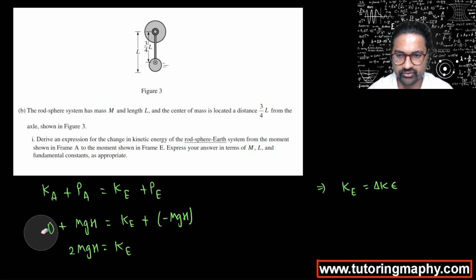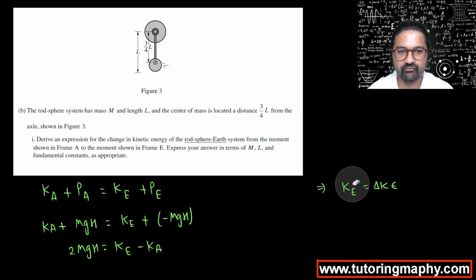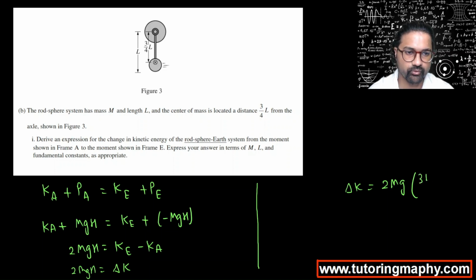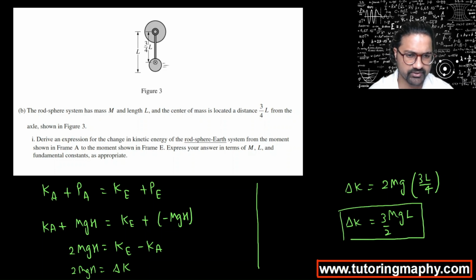If it is confusing to you this way, I will not replace KA with 0. I will keep it as it is, and I will then move KA over to the other side, so that now we are on the same page, that 2mgh is equal to delta K. So the value of delta K will be 2mg, and the value of h is 3L/4 because that is the center of mass height. So the answer is 3/2 mgL. That is the change in the kinetic energy. Pretty straightforward, right? All right.